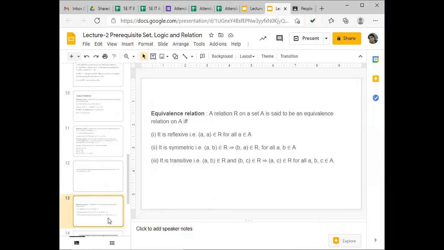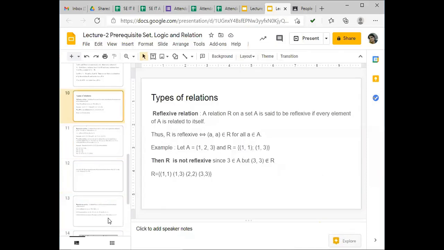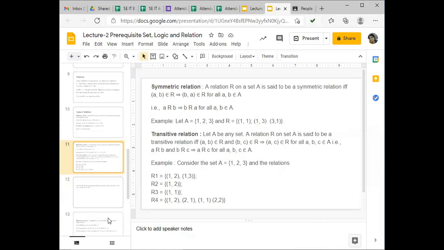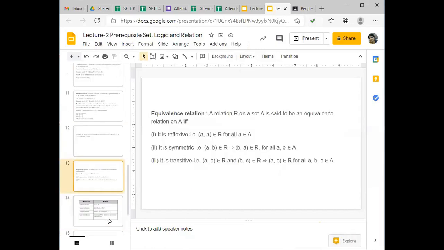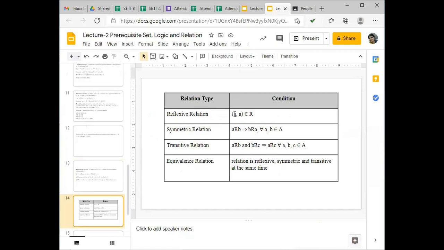Okay, so this is about relation. And coming to equivalence relation, if all these three, what is that? Reflexive, symmetric, transitive. If all three are there in a given set, then it is equivalence. A relation R on a set A is said to be an equivalence relation on A if and only if it is reflexive, symmetric, and transitive. To summarize on relation, what is a reflexive relation? A should be related to itself for all A belonging to the set. What is symmetric? If A is related to B, then there should exist B related to A. Next, what is a transitive relation? If A is related to B and B is related to C, then there should exist A related to C.